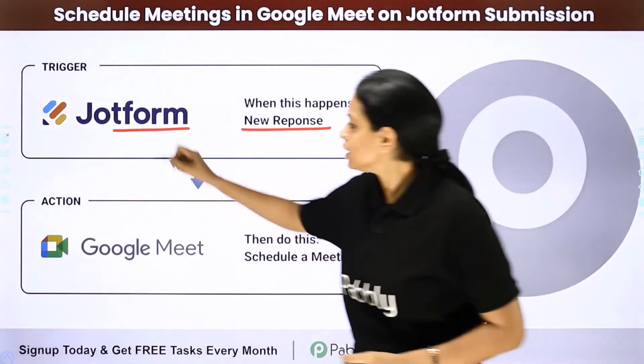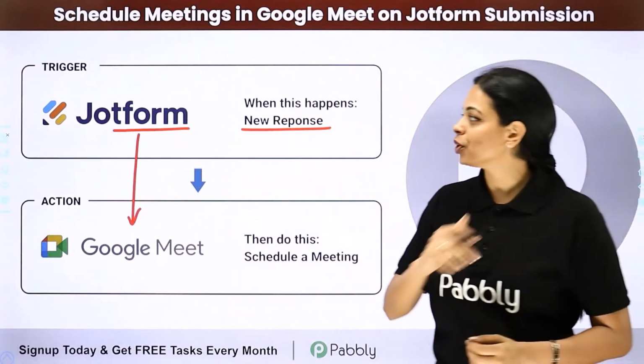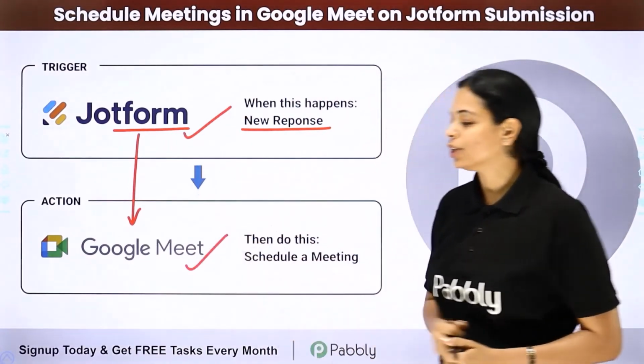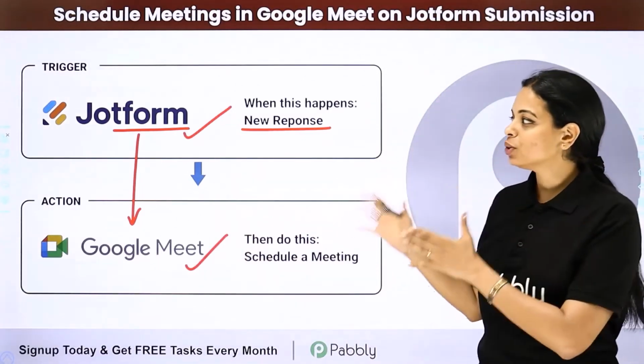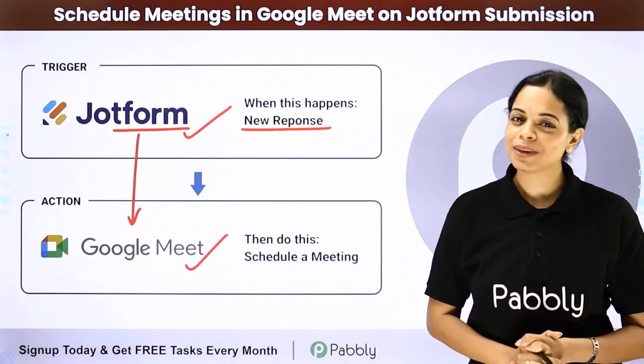For this, you will have to integrate the two applications, and the same thing can be done using Pabbly Connect software. So here, your trigger application will be Jotform and your action application will be Google Meet. Now, how can you do this yourself? Integrate and automate this entire process. To understand that, let me take you to my screen.